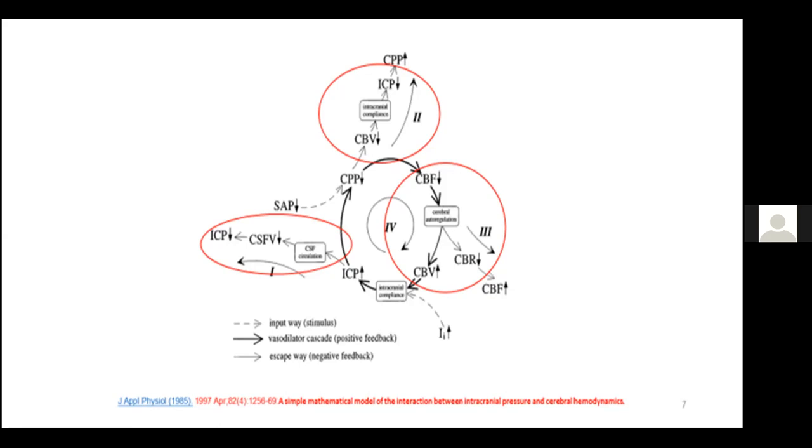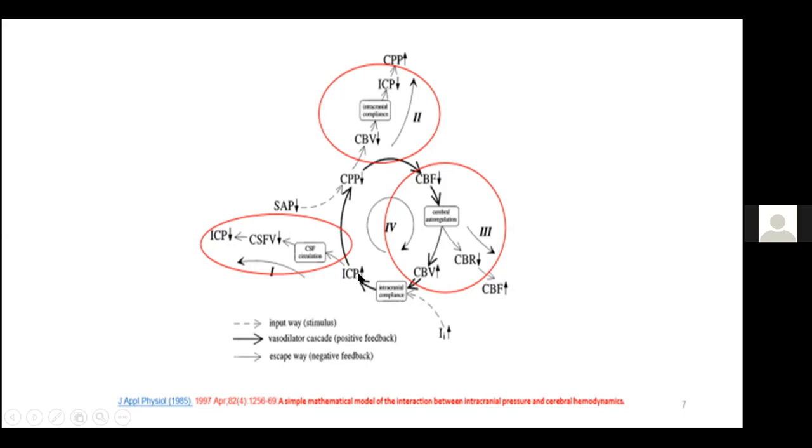decreases. So when there is a decrease in cerebral blood flow, it activates the cerebral autoregulation, which decreases the cerebral resistance and increases the cerebral blood volume. I hope you understand it.